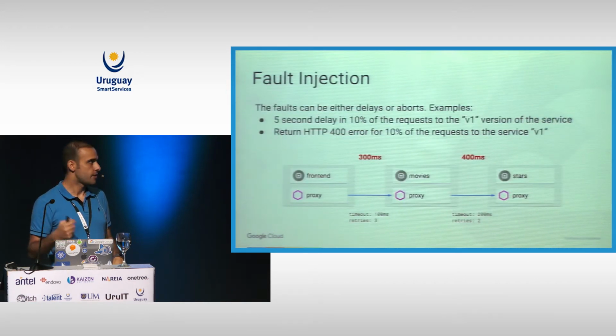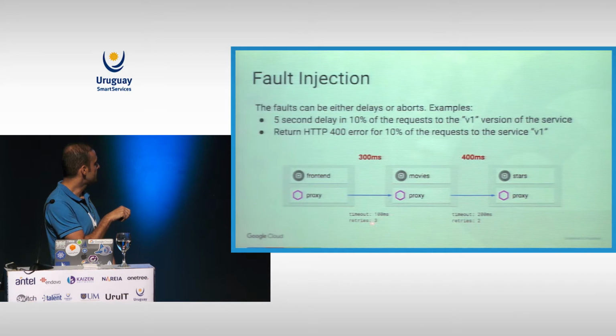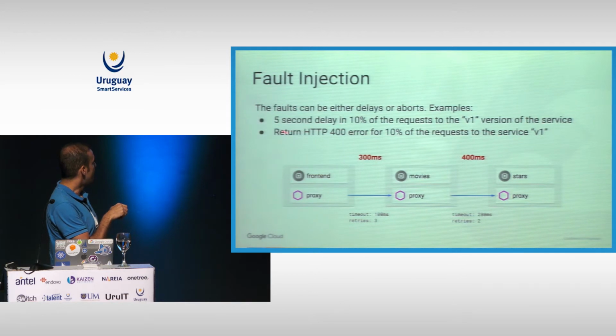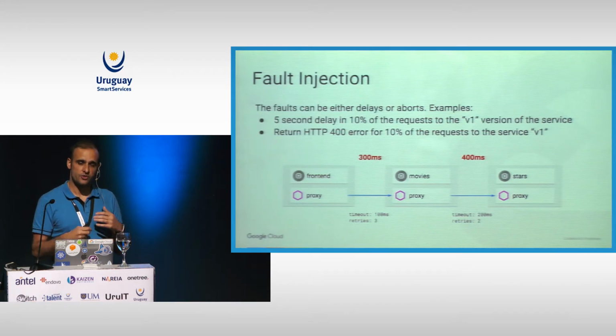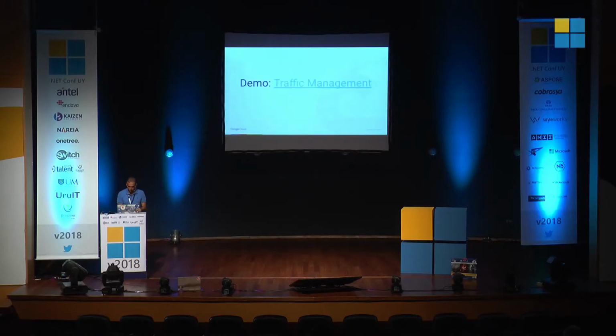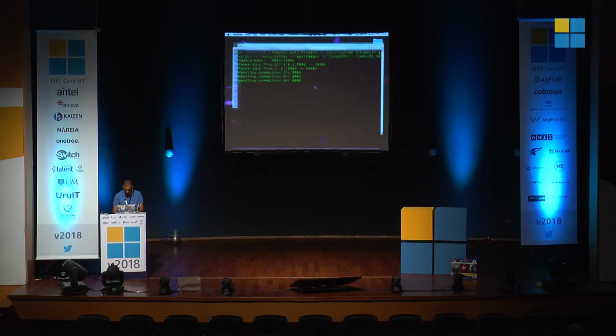And fault injection is my favorite. So if you have two services with a timeout of 100 milliseconds, you can actually add a delay to your call, like 300 milliseconds, and see what happens. Similarly, if there's a timeout of 200 milliseconds, you can add a delay of 400 milliseconds and see what happens. You can even say, I want to return a 400 error for 10% of the requests to the service V1, for example, and Istio will do that for you, so you can see how your service behaves. So let me show you this stuff. Hopefully this will work.